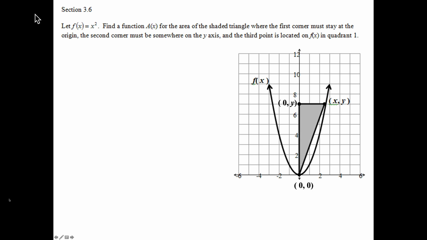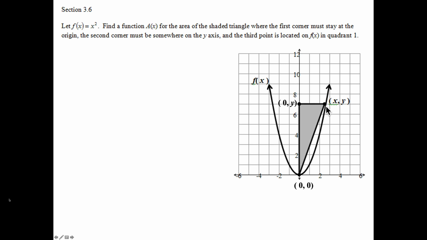All right, section 3.6, we're going to look at word problems and how we create functions to find the answers to these questions. So here, our first example, it says, let f of x equal x squared. There's our basic parabola right here on our graph. Find a function A of x for the area of the shaded triangle where the first corner must stay at the origin, (0, 0). The second corner has to be on the y-axis, (0, y). And the third point is located somewhere on the function in quadrant 1.